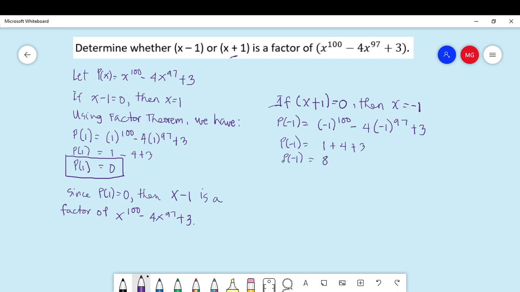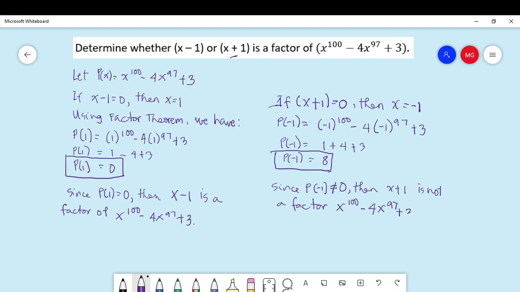So what can we conclude? Our remainder here is positive 8. Since the remainder is not equal to 0, then we can say that x plus 1 is not a factor of the polynomial x raised to 100 minus 4x raised to 97 plus 3.